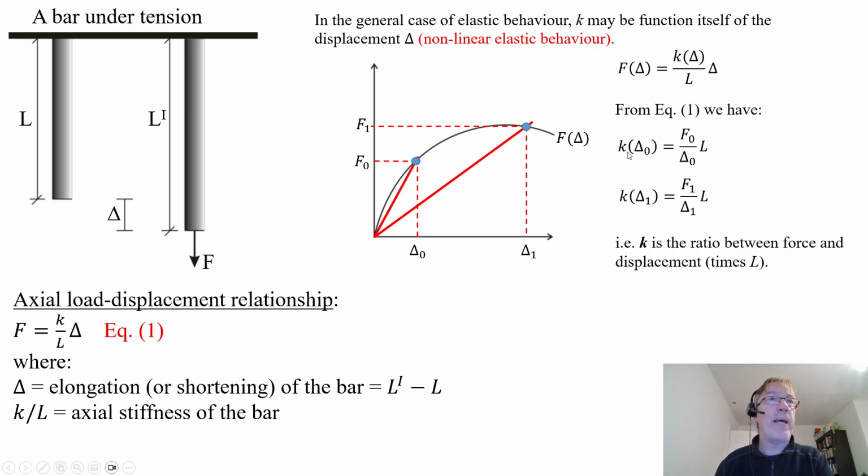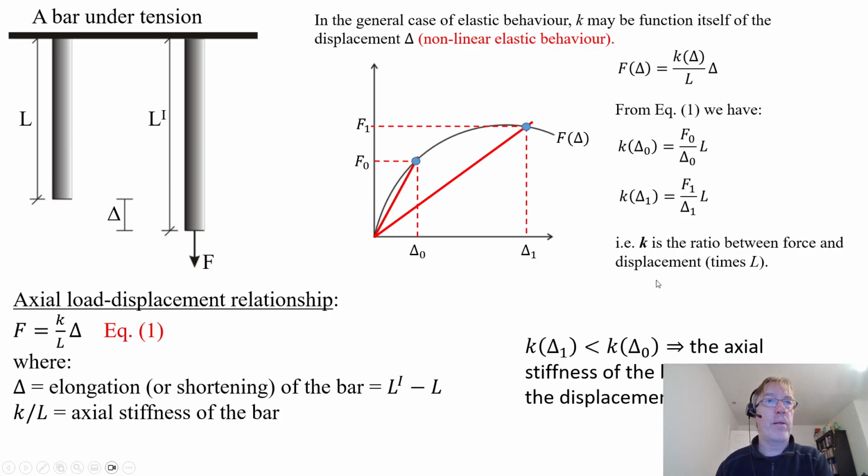And we can say K delta 0 is going to be greater than K delta 1. So K delta 1 is smaller than K delta 0, then the axial stiffness of the bar decreases as the displacement increases. Okay, so essentially, the lower the stiffness, it means you've got more deformation.